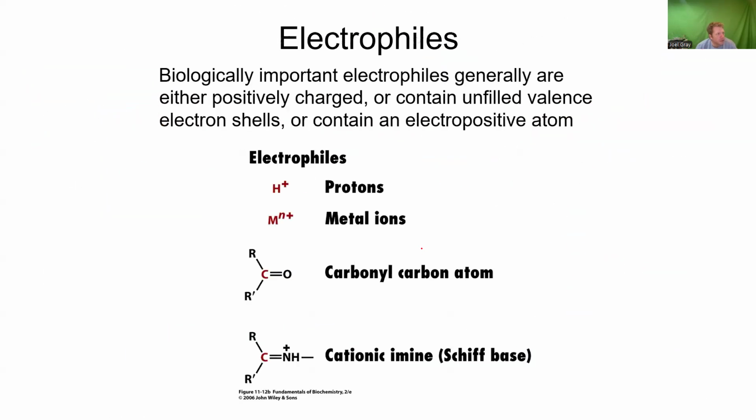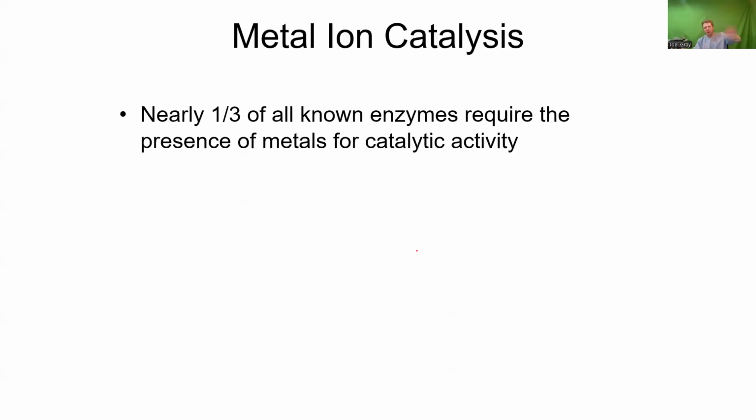The last type of catalysis that we're going to talk about is metal ion catalysis. Nearly one-third of all known enzymes require the presence of metals for catalytic activity, which, if you think about this, are we talking about a neutral metal or a metal ion? We're talking about a metal ion, something that can adopt a couple of different oxidation states, something that can pull electrons in one direction, maybe release electrons in another direction.